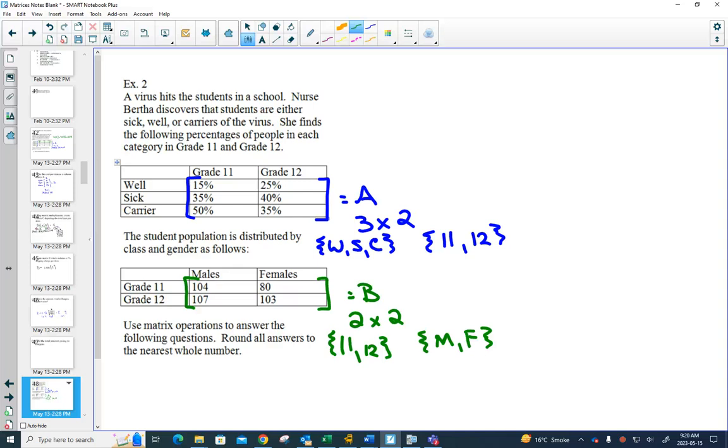So the first thing that we notice in this information is that I could do A times B because the middle numbers would match up. And not only do the middle numbers match up, they mean the same thing. That's important for a real life problem.